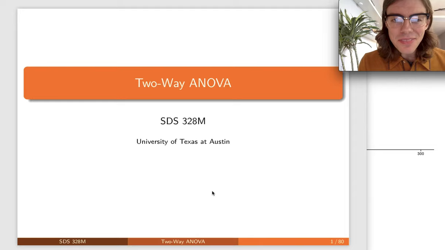It's really not that big of a leap from One-Way ANOVA, but we have to go talk about interactions for the first time, and it's going to be a fun day. It's one of my favorite topics.